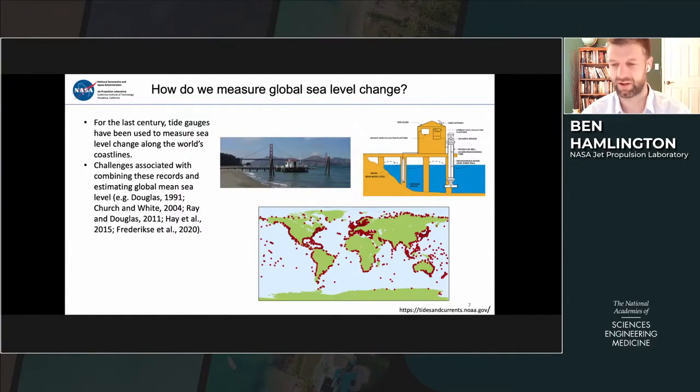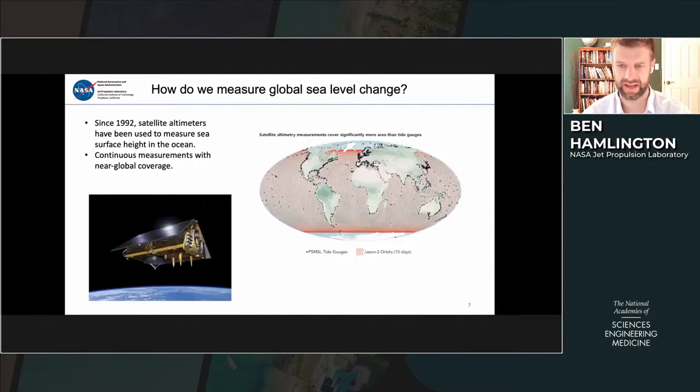You don't have a large number of observations in the interior of oceans. You need an island, as I said. And a lot of these observations are biased towards the northern hemisphere, where you have more developed countries and cities. So there are challenges associated with combining these records, and there have been a lot of efforts to combine these records and estimate global mean sea level over the length of the tide gauge record. I've listed a few of those there. That's not really the focus of this particular talk, but it's just to note the difference between what we had during the 20th century prior to the satellite records and what we have now.